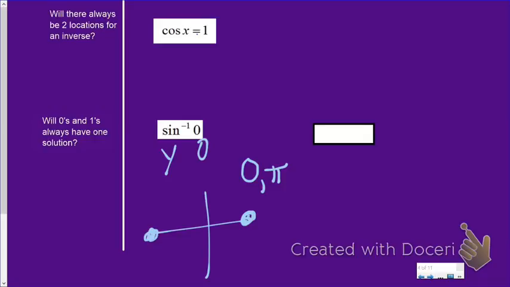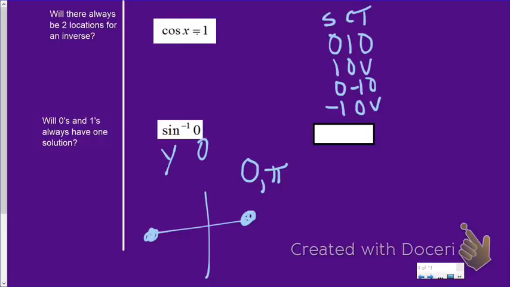Now, if you're struggling with these values, remember there is also that acronym you can use for those border angles. It was OIO, I owe you, O I don't owe, I don't owe you. And that was sine, cosine, tangent, for 0, pi over 2, pi, and 3 pi over 2.